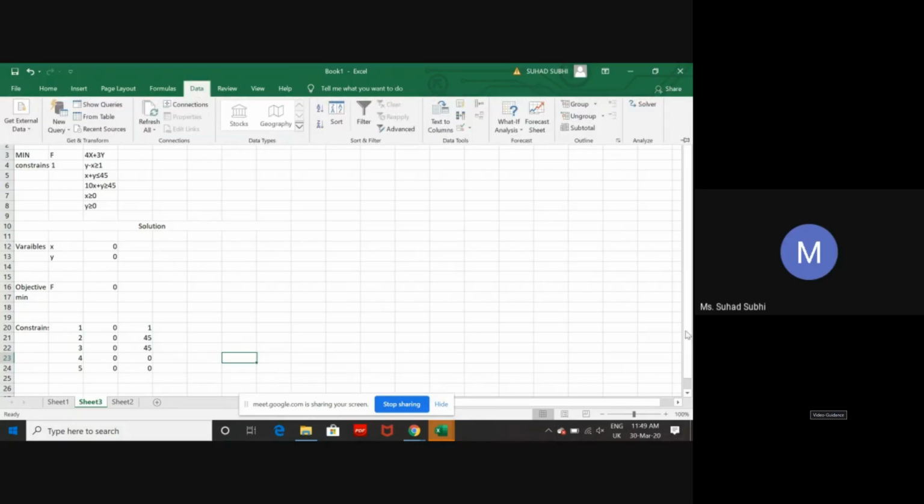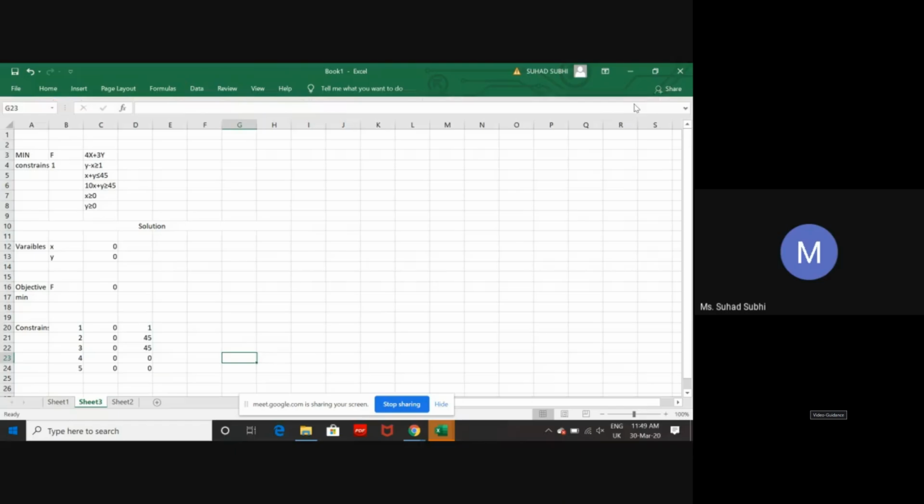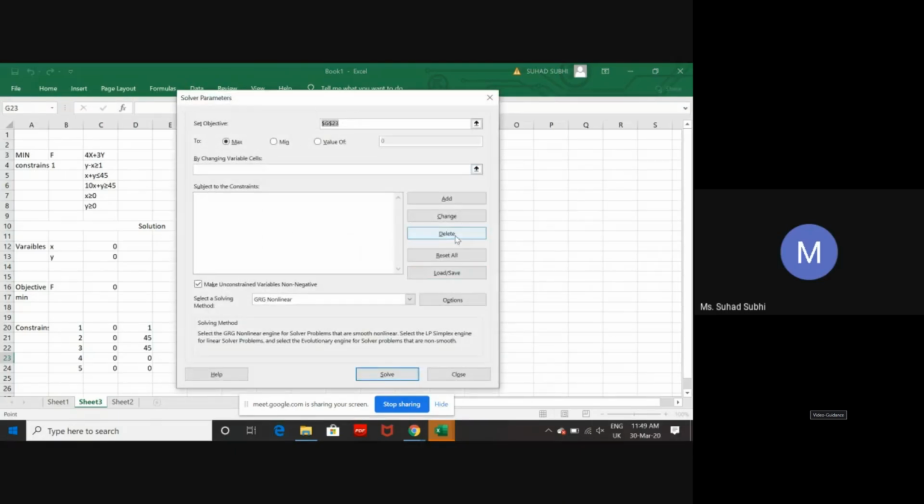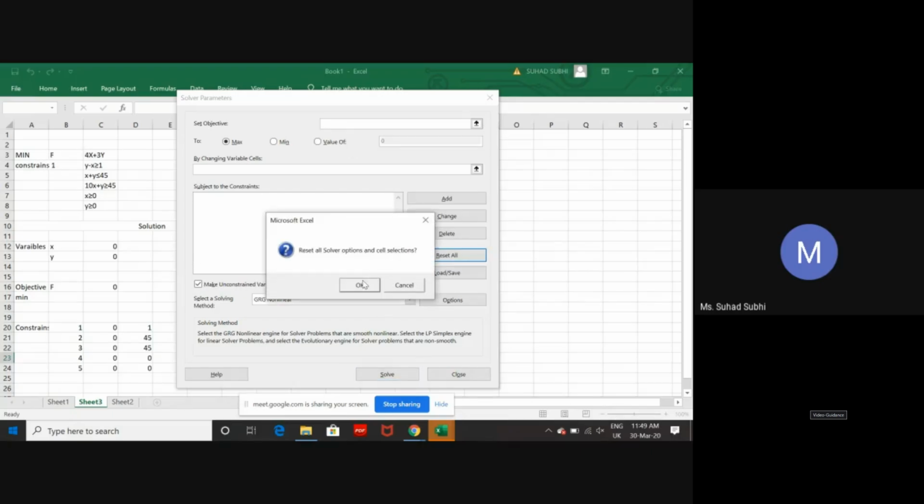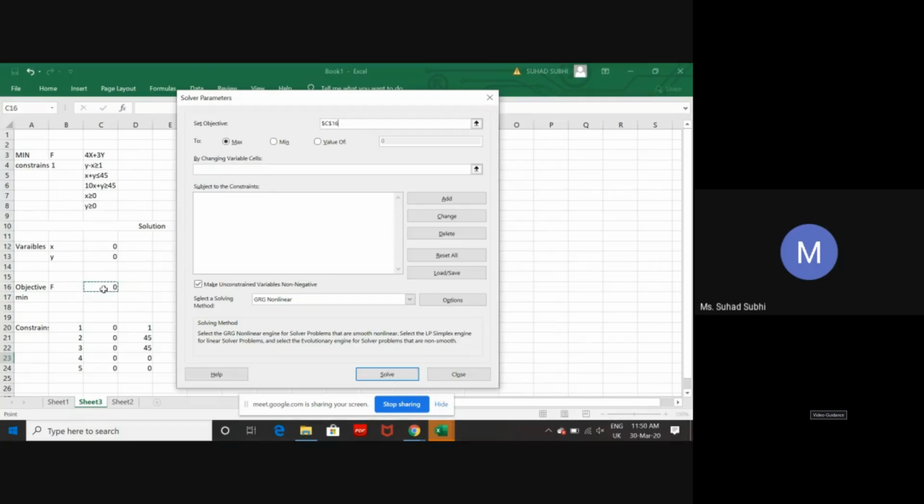Press on Solver and you will find a new window. In this window, you should reset all. It asks about the objective. What is our objective here? Just press on the equation itself. Is our objective to maximize or minimize? Actually, it's to minimize, so I'm going to press on minimize.